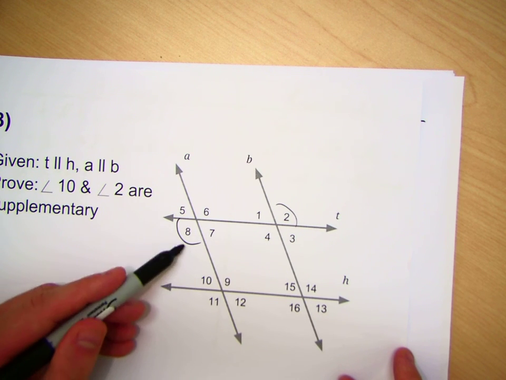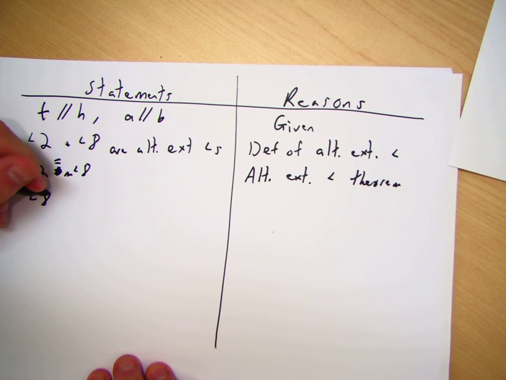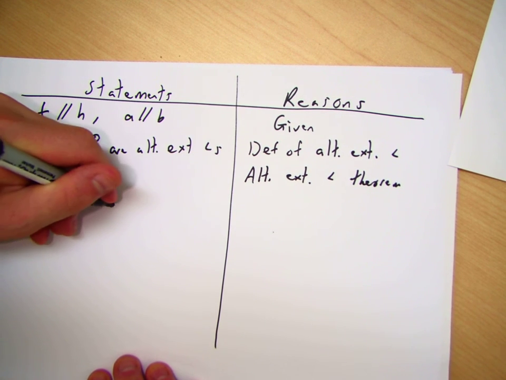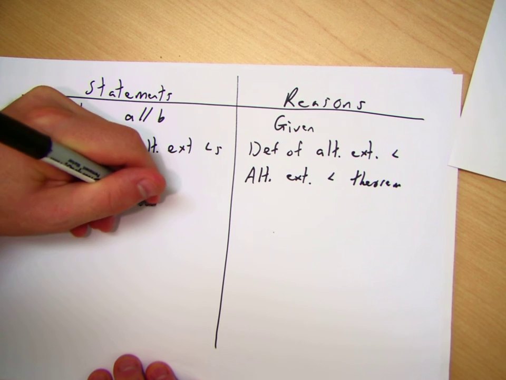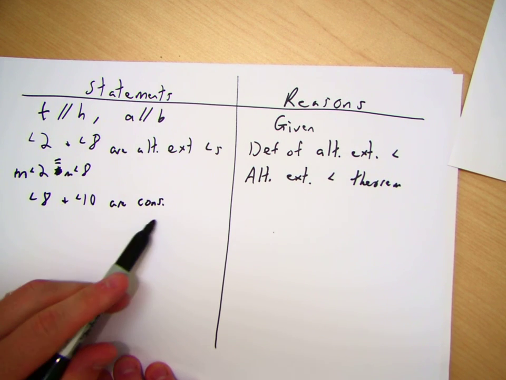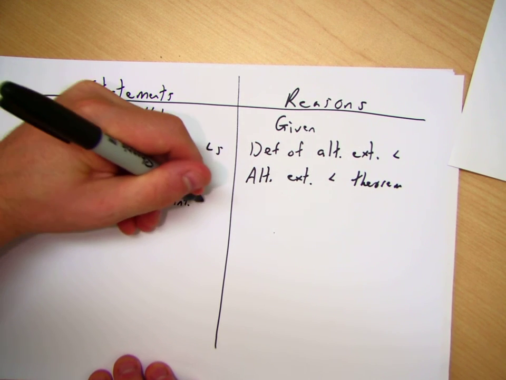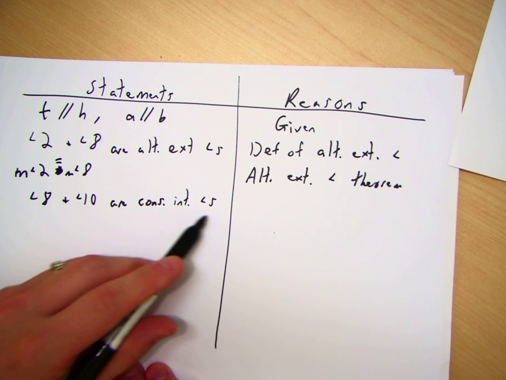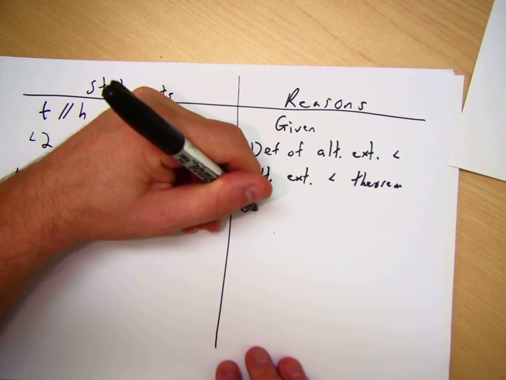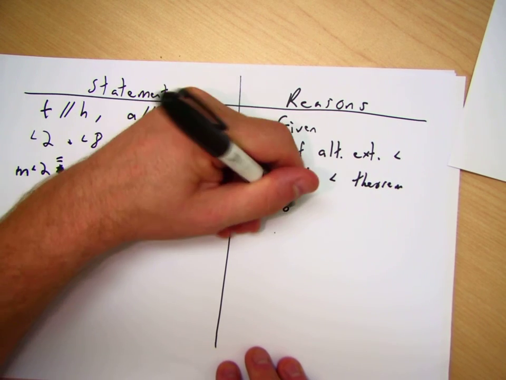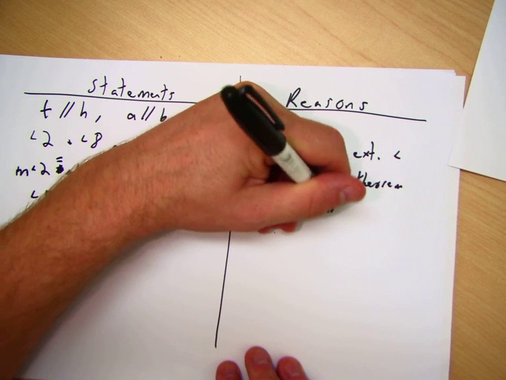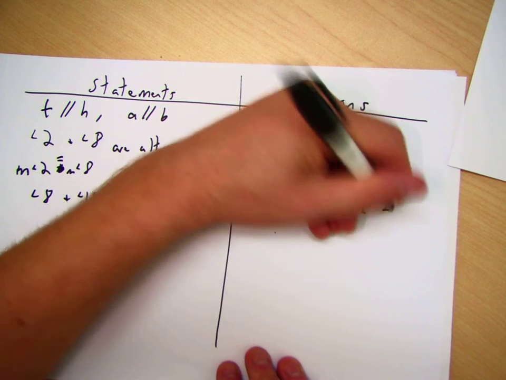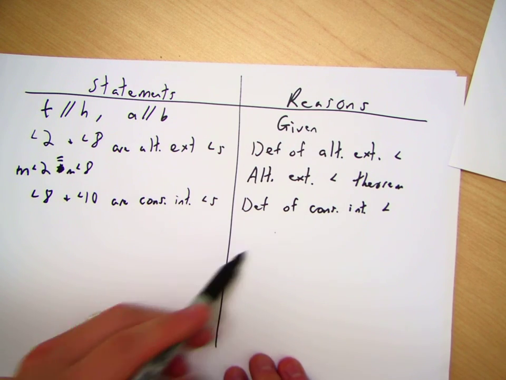Next, let's prove that 8 and 10 add up to 180. I know that angle 8 and angle 10 are consecutive interior angles. And again, the reason is it's just the definition of a consecutive interior angle.